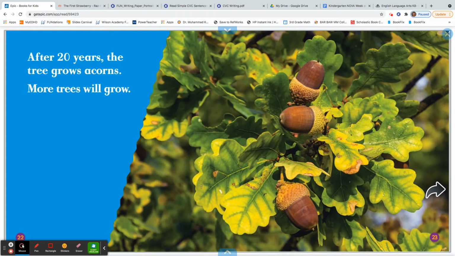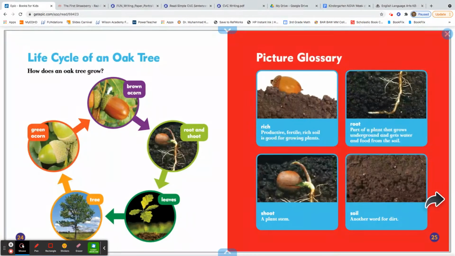After 20 years, the tree grows acorns. More trees will grow. So the tree has to be about 20 years old to get its own acorns. And once it has them, they can make more trees. Life cycle of an oak tree. How does an oak tree grow?